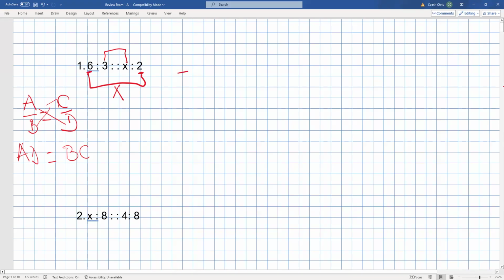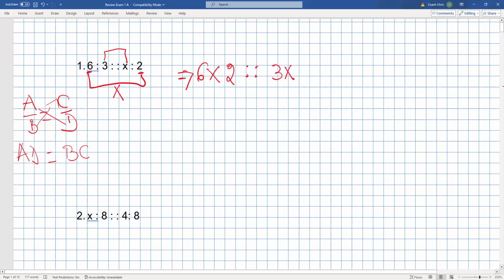So from here, we will now have 6 times 2. We're going to multiply 6 and 2. You're always going to multiply those at the extremes together, put your proportion sign, and multiply those in the middle. We call those the means. So 6 times 2, go ahead and put your proportion sign. Then you're going to get 3 times x. So you got 3x, correct?